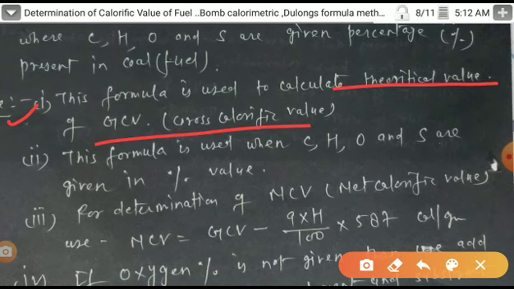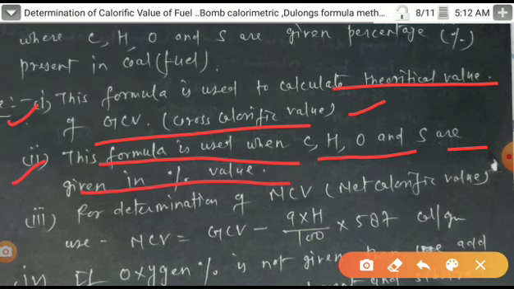So there is some information this formula provides, that is the Dulong's formula. The first information is that this formula is used to calculate the theoretical value of GCV, that means the gross calorific value of a fuel. The second information is that the formula is used when carbon, hydrogen, oxygen and sulfur are given in percentage value. So it is applicable only when the percentage values of carbon, hydrogen, oxygen and sulfur are given. Mainly if three elemental compositions are given, then the fourth one you can calculate easily.